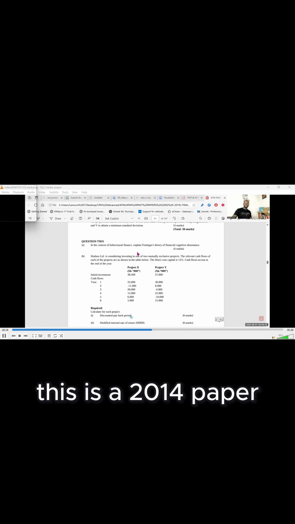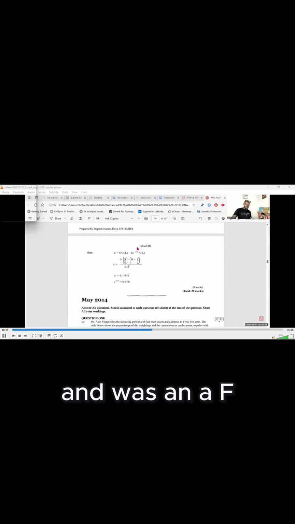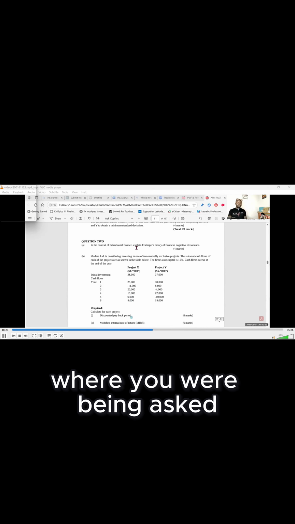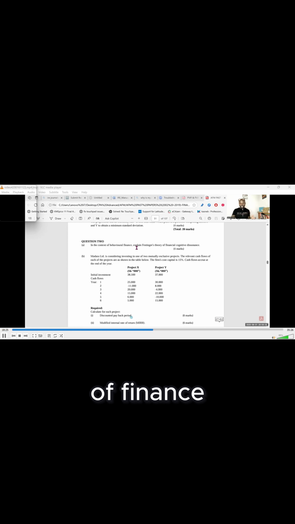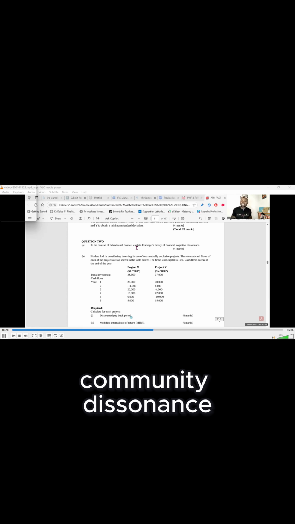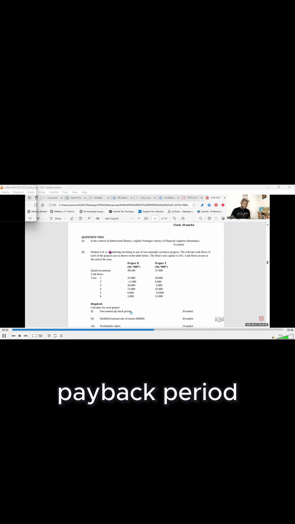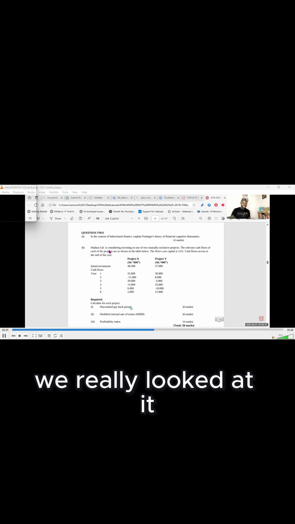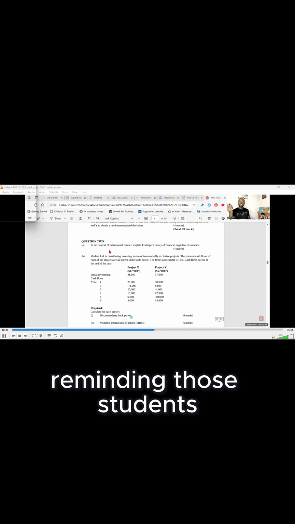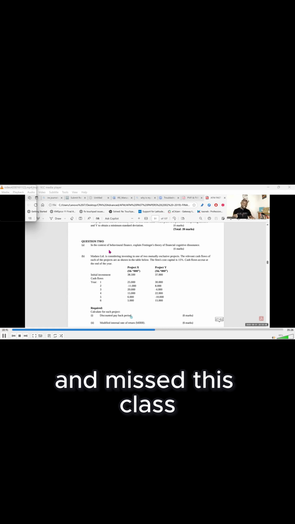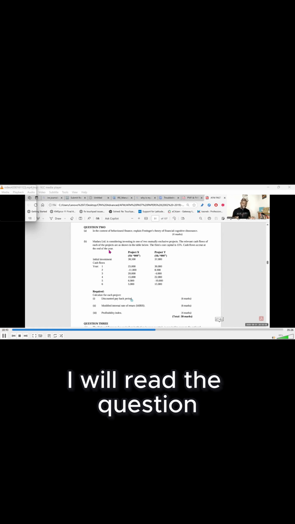Now, this is a 2014 paper, and it was an AFM paper, question number 2, and part A was about theory, where you are being asked, in the context of behavioral finance, explain Festinger's theory of financial cognitive dissonance. Interesting one. But today, because we are looking at discounted payback period, I want us to look at part B. We already looked at it, but I'm just reminding those students who did not join the session and missed this class, because it is very interesting. Now, I will read the question very fast and go through what we already did so that you get to understand the flow.